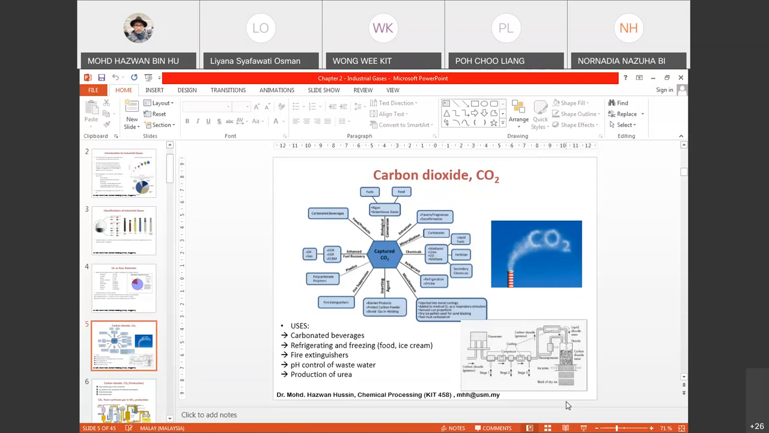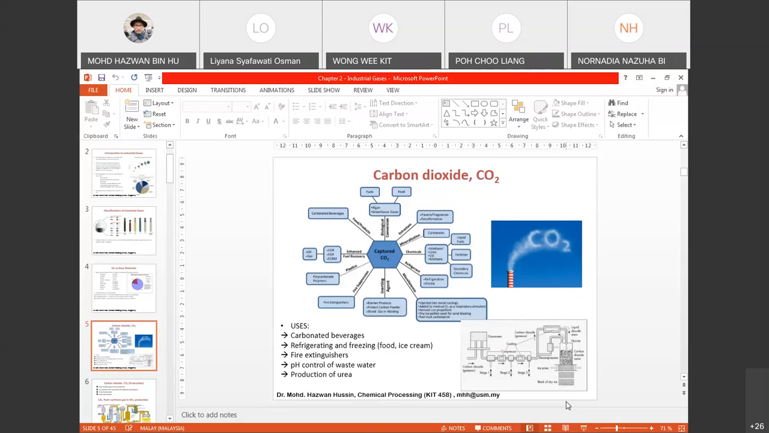It is almost negative, but it is not as cold as liquid nitrogen. Carbon dioxide is also used for fire extinguishers. The reason is that when you apply carbon dioxide, for example an ABC fire extinguisher or a CO2 fire extinguisher, there is no more supply of oxygen to the burning area, so it will stop or cut the burning.